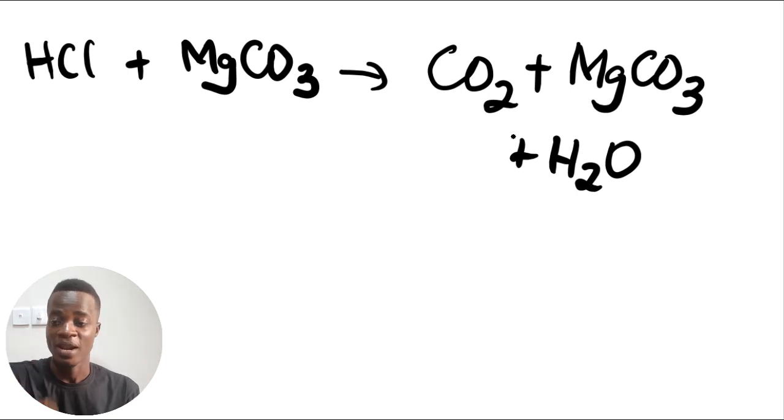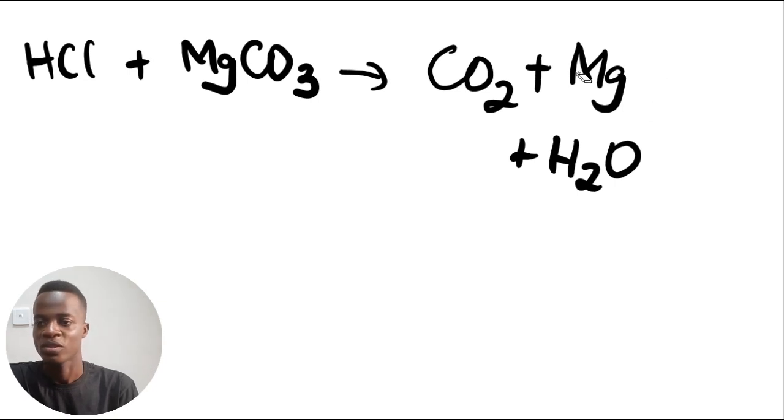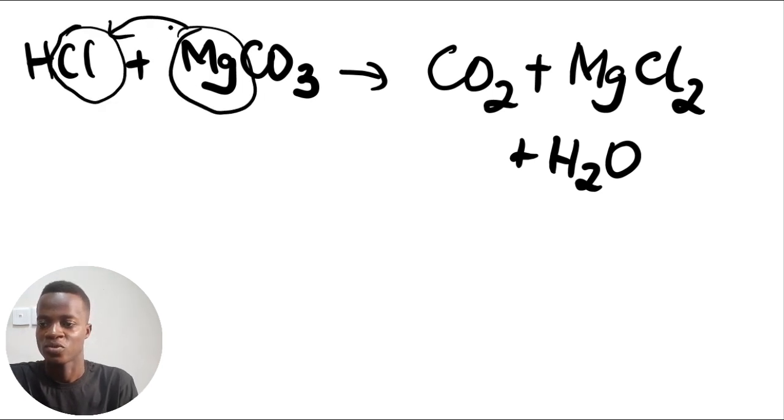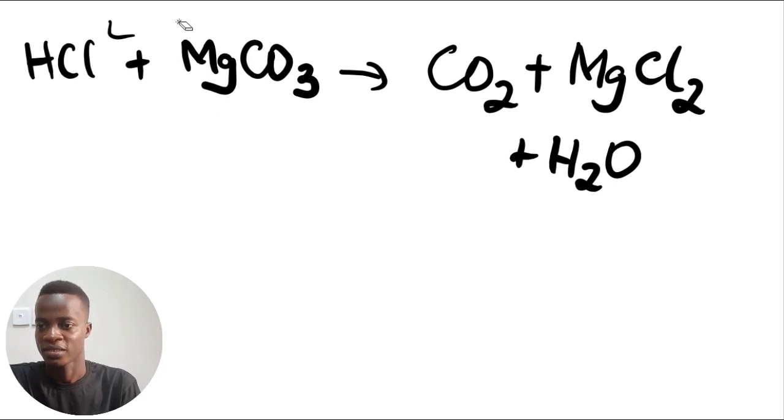So we are going to start balancing from the salt side. So the salt is not MgCO3, it's going to be MgCl2, because this magnesium needs to combine with this chlorine to give you your salt MgCl2. Now let's start balancing. You have to balance from the salt side. So from the salt side, how many magnesium are we having here? We are having one magnesium and one magnesium here. That's cool.